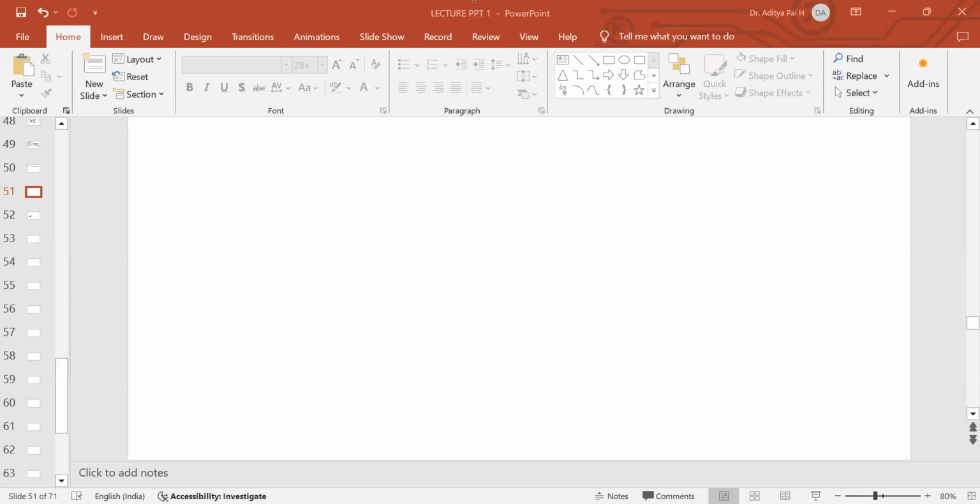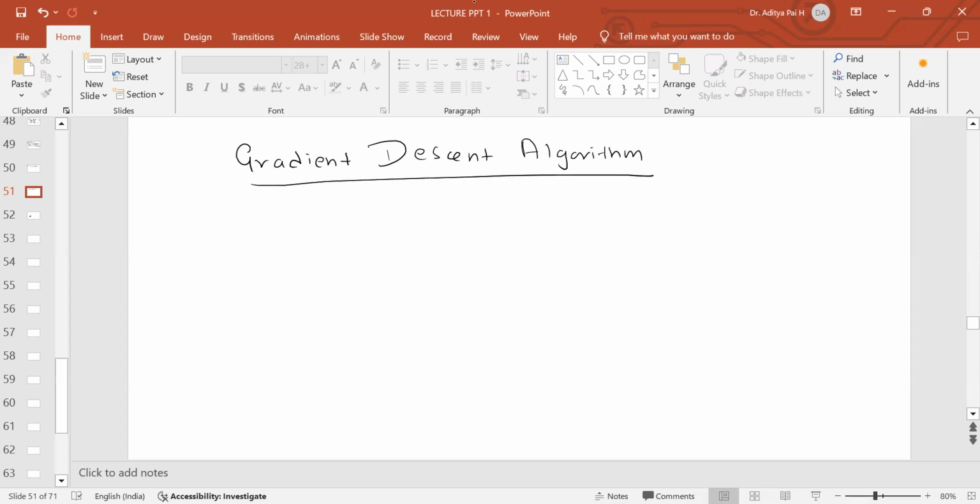So now we will be seeing the gradient descent algorithm. Let's recap what we have studied during the logistic regression. Then we will start the explanation of the gradient descent.